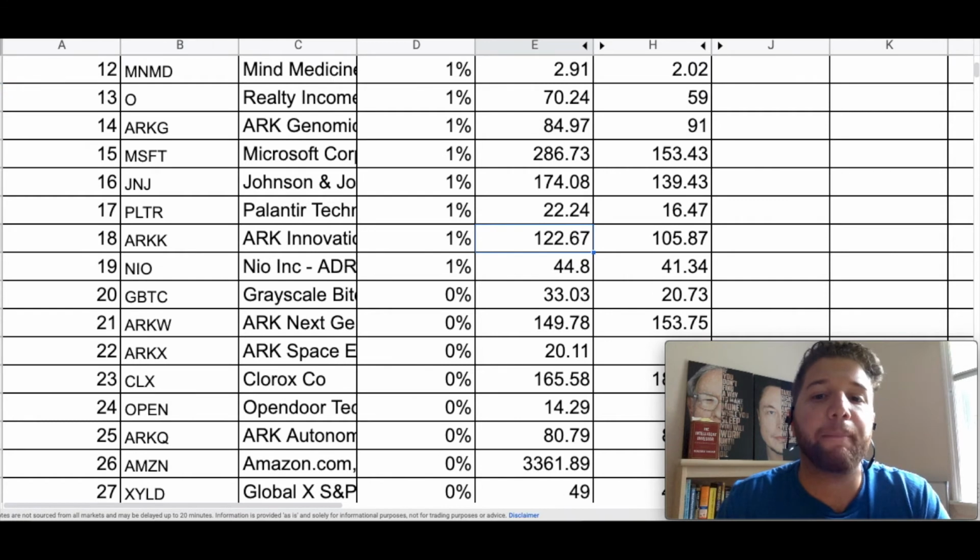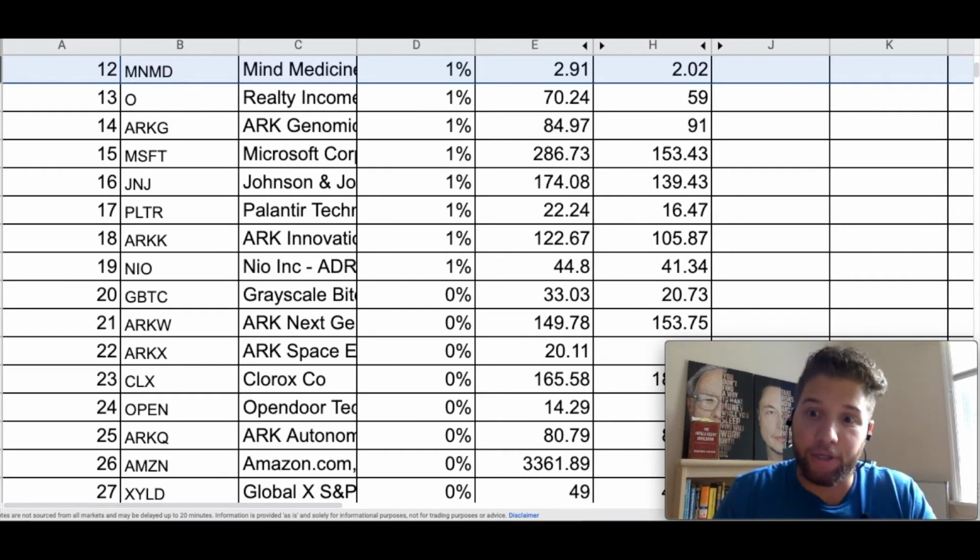All right, number 12, we've got Mind Medicine. I bought at an average cost of $2. I actually started buying this one when it was around 30 cents, and then I just kept averaging in as it kept going up.